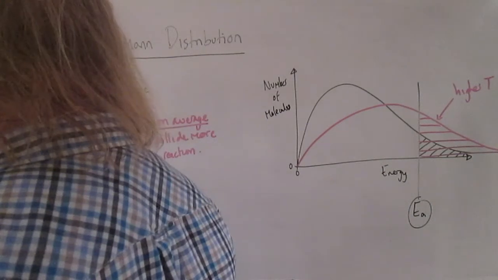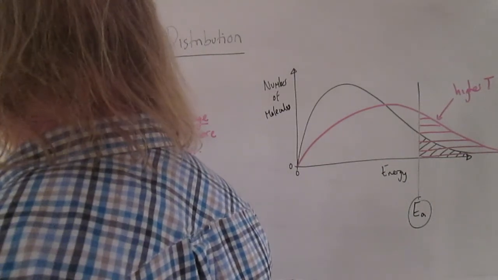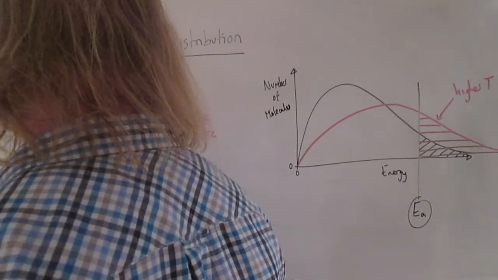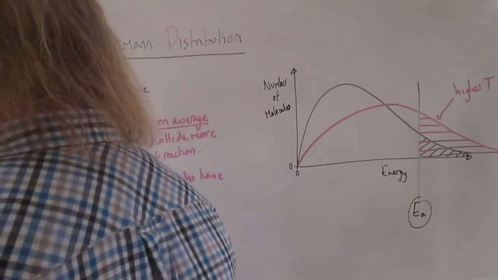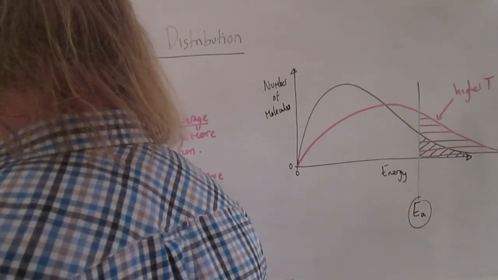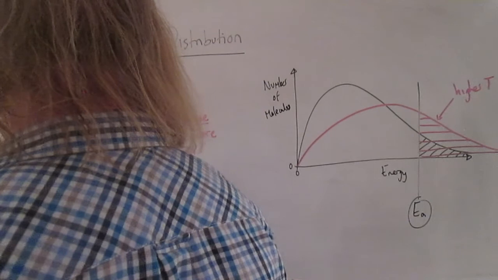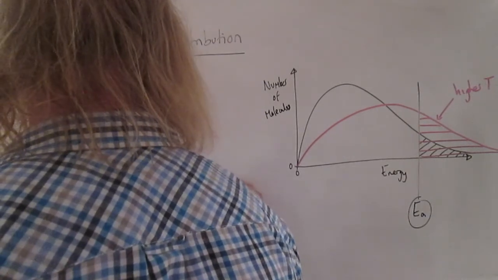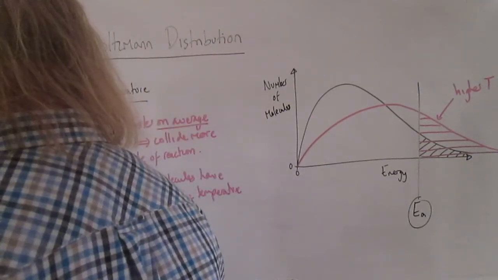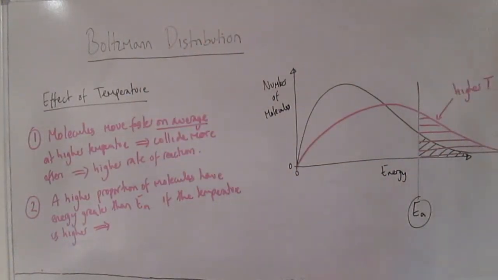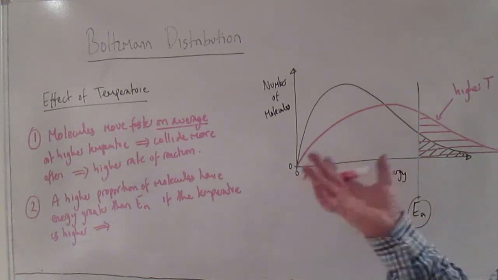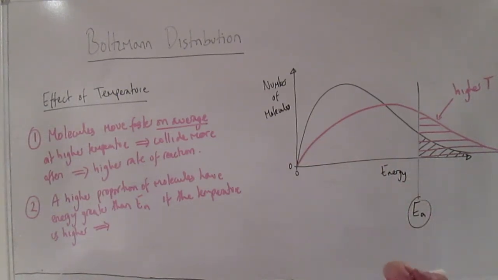So a higher proportion of molecules have energy greater than the activation energy if the temperature is higher. And that means that when collisions occur, they're much more likely to be successful. Okay, because if there's a higher probability that they'll hit each other with total energy exceeding the activation energy, that equates to a higher probability of successful collisions and therefore an increased rate of reaction.